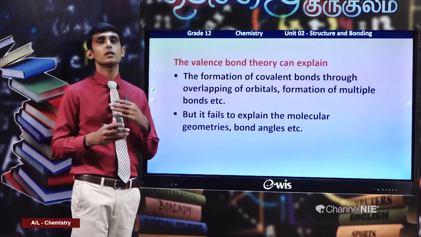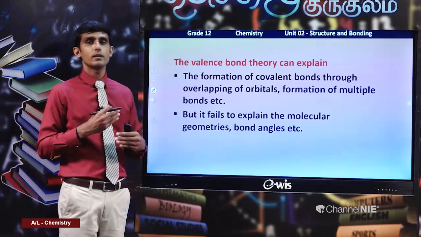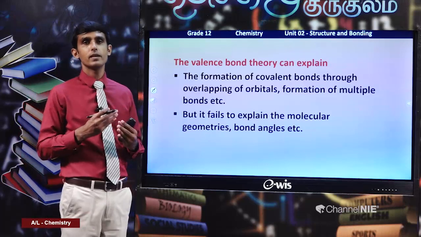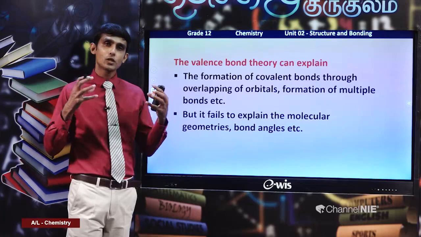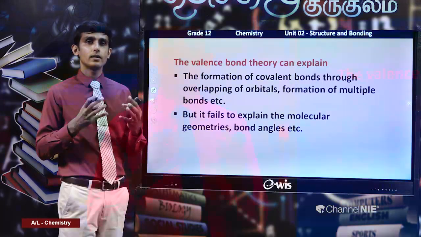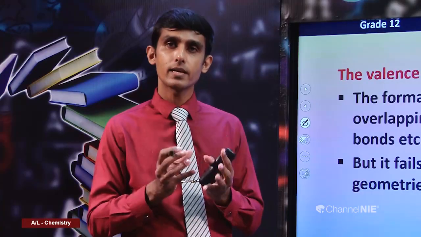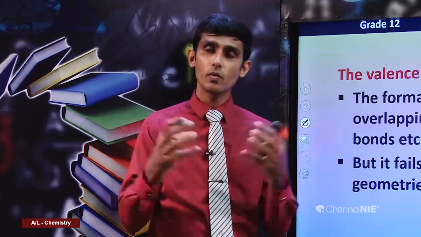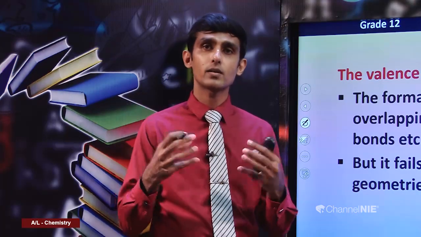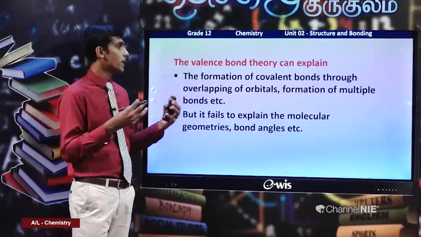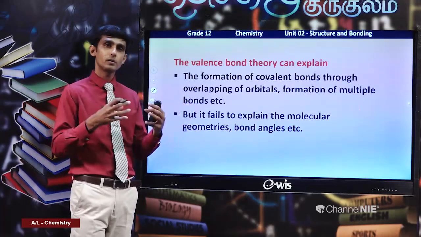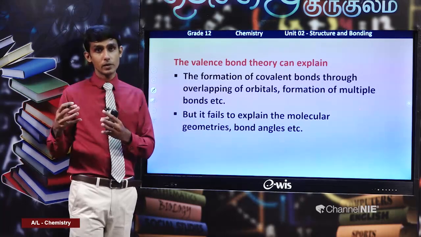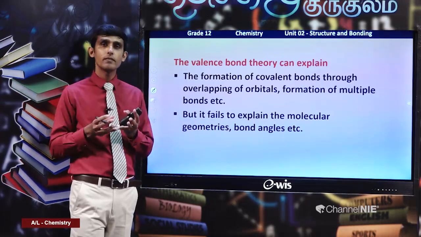Now, when it comes to covalent bonding, one important theory is the valence bond theory. Valence bond theory is the one which describes the actual nature of a bond, and from it we can get an idea about the way a covalent bond is formed. It explains that covalent bonds are formed by the overlapping of atomic orbitals, like two unpaired orbitals, or a paired orbital and an empty orbital. That can be explained by valence bond theory.